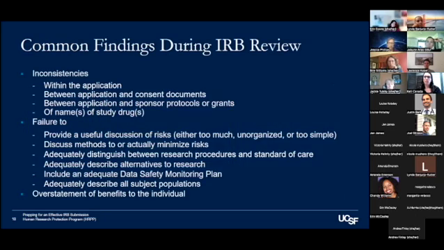Common findings in an IRB review are inconsistencies with these items between the application and different documents. Sometimes there's a failure to discuss risks or your procedures. Not describing the alternatives to the research, or presenting an adequate data safety monitoring plan, or adequately describing all subject populations, or potentially overstating the benefits.